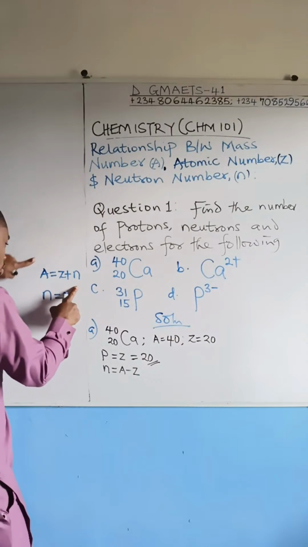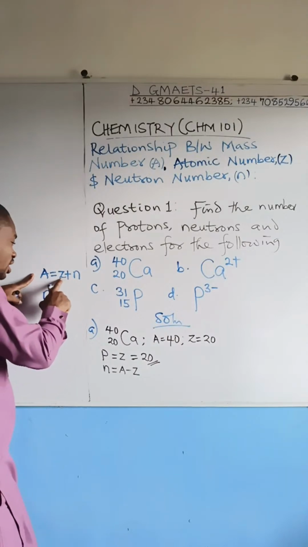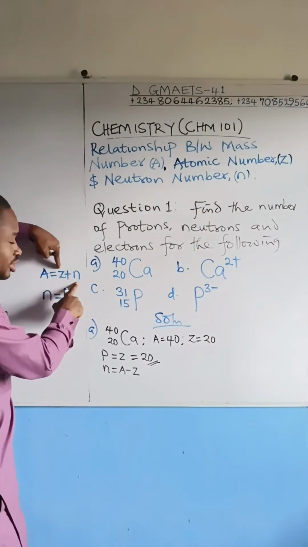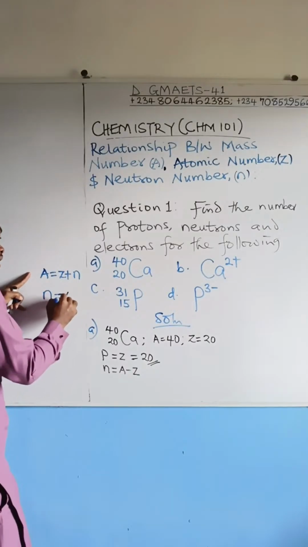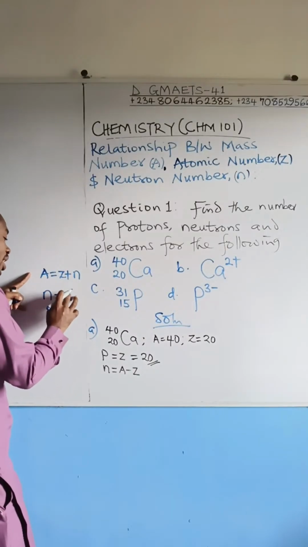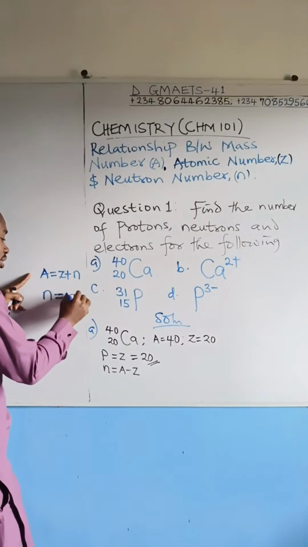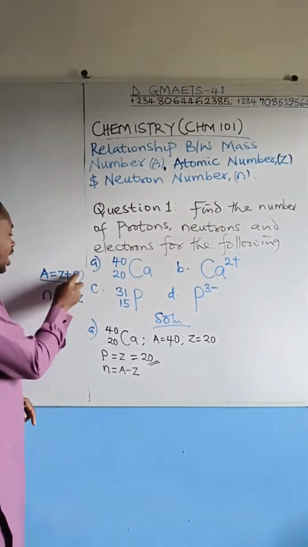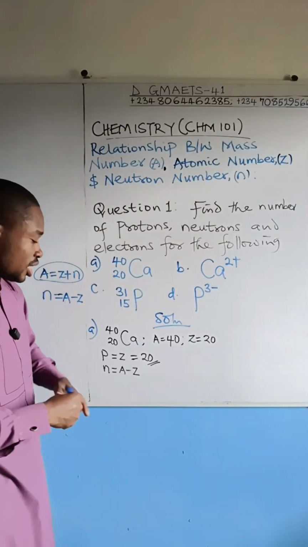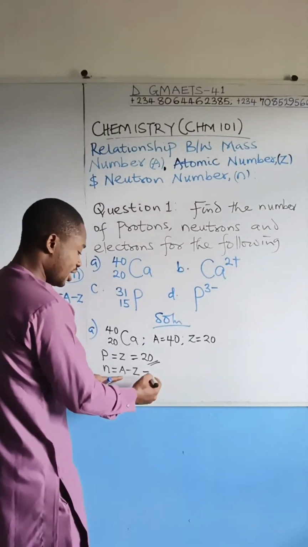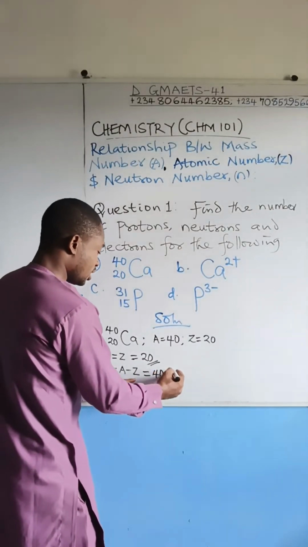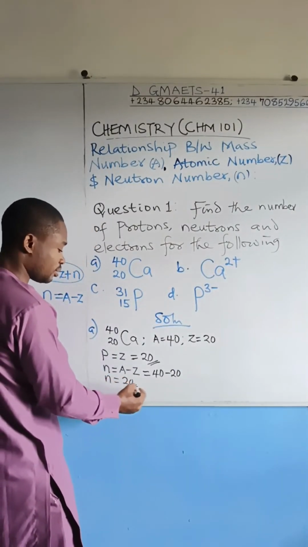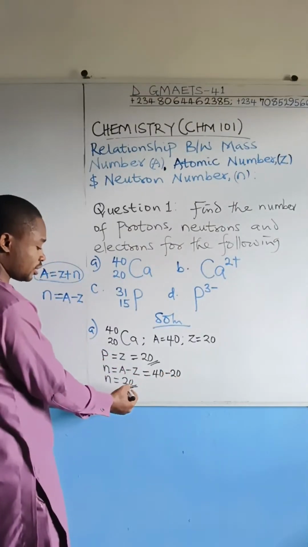Because there is a plus between Z and the neutron number, you talk about collecting like terms. If Z moves to the left-hand side to meet the mass number A, it becomes A minus Z. Instead of writing the formula out, you already know it, so no time wasted. Our A, mass number, is 40. Our Z is 20. So the neutron number is 20, because 40 minus 20 gives 20.